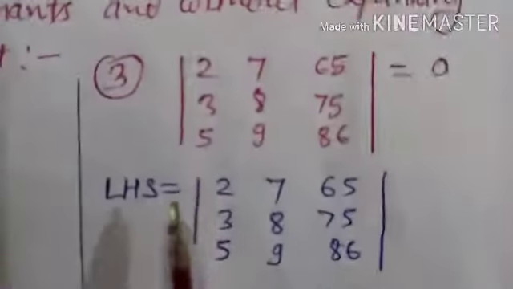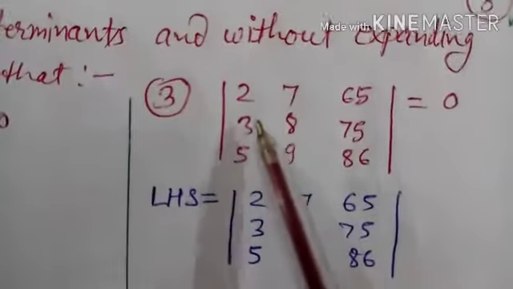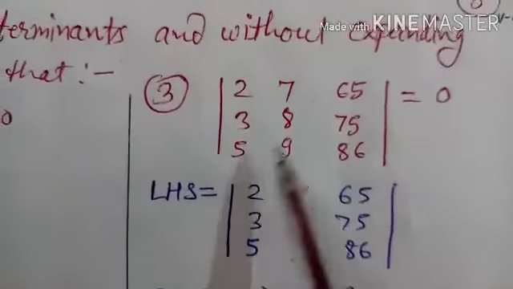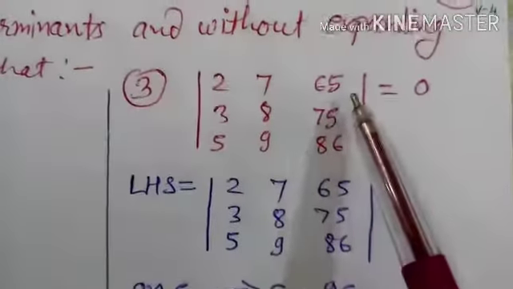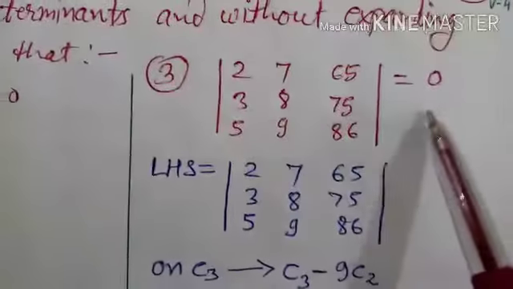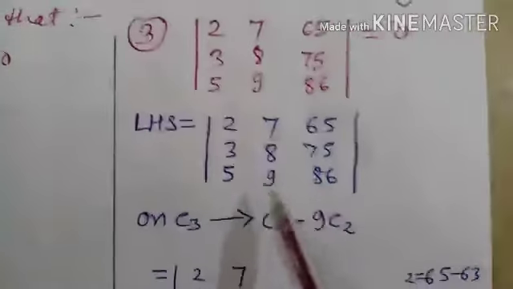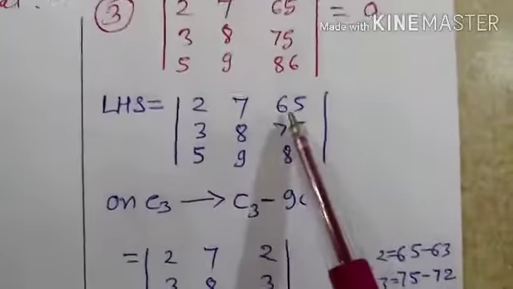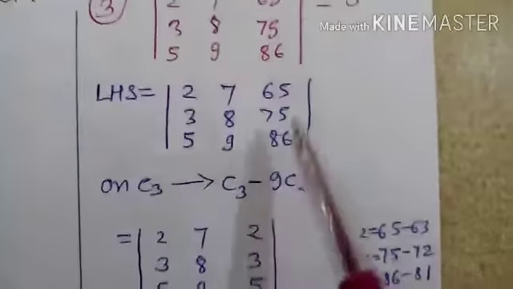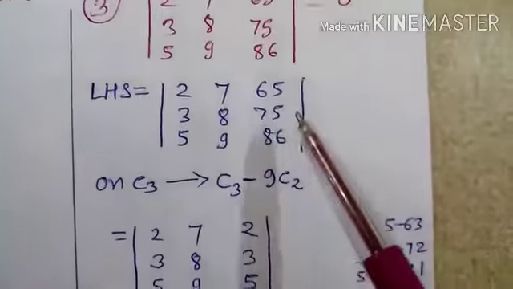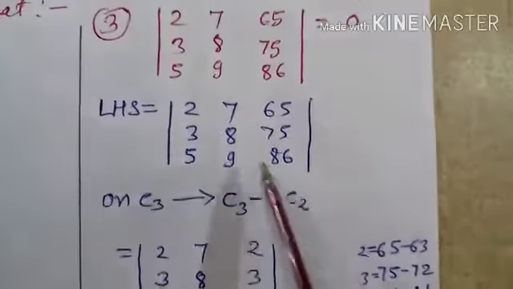Now third question. The first column is 2, 3, 5, the second is 7, 8, 9, and the third is 65, 75, and 86, and the right side is once again 0. So once again, by taking LHS, observe this determinant. 65, 75, and 86 are very big numbers, so we want to reduce them into smaller numbers.